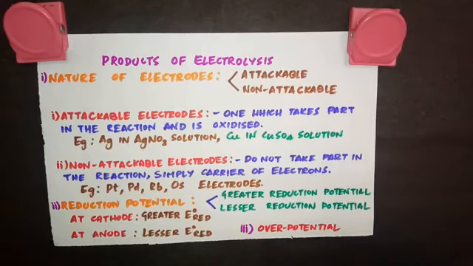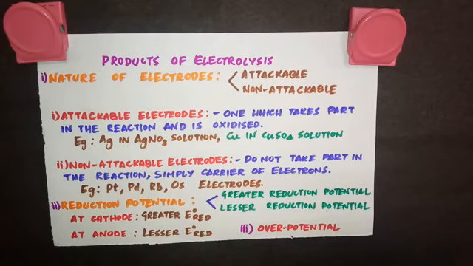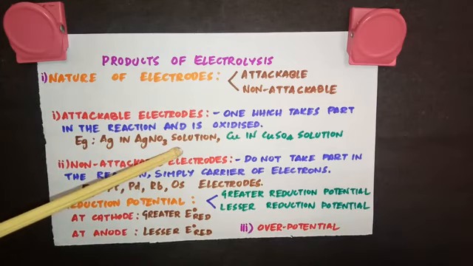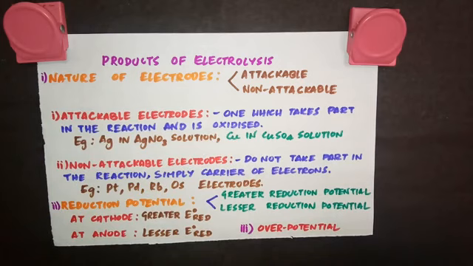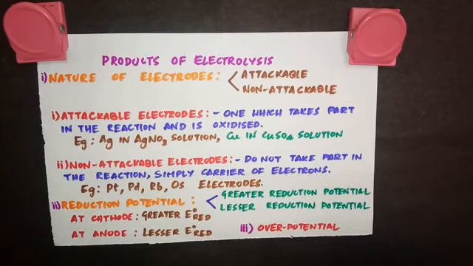Now let's see the factors that affect the products of electrolysis. First one is the nature of electrodes. There are two types of electrodes, attackable and non-attackable electrodes. The first one, attackable electrodes, is the one which takes part in the reaction and it gets oxidized. For example, Ag in AgNO3 solution and copper in copper sulfate solution. Just now we have seen the electrolytic cell in which a copper rod is dipped in copper sulfate solution. In the same way, if Ag metal electrode is dipped in AgNO3 solution, then we call those electrodes attackable electrodes, and they do take part in the reaction and get oxidized.